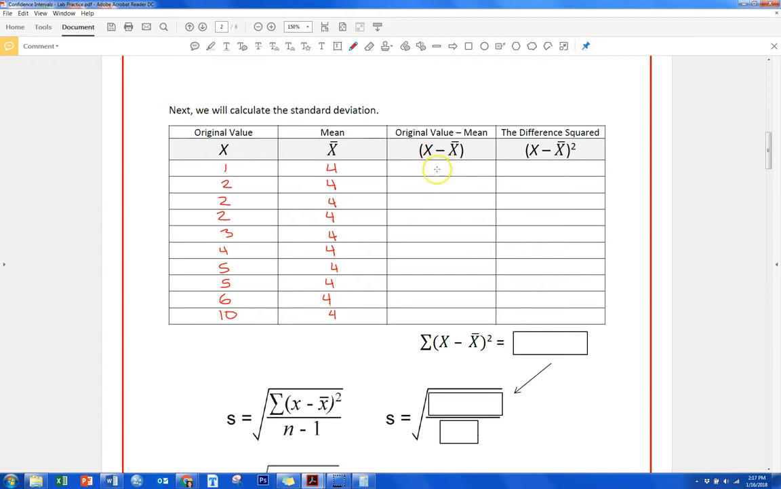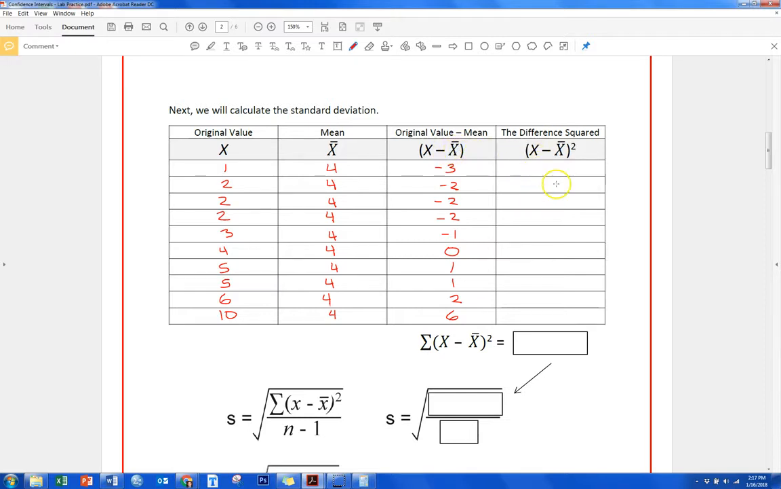So 1 minus 4 is negative 3, right? I think in an earlier video I didn't include the negatives because we're going to be getting rid of those anyway over here, but I'll include it now just to make it a little bit easier for you. So 2 minus 4 is negative 2, and we have that three times, so negative 2, negative 2, negative 2. 3 minus 4 is negative 1. 4 minus 4 is 0. 5 minus 4 is 1. We have another one of those. 6 minus 4 is 2. And 10 minus 4 is 6. There we go. So this is the difference between the original value, or the observation, and the mean.